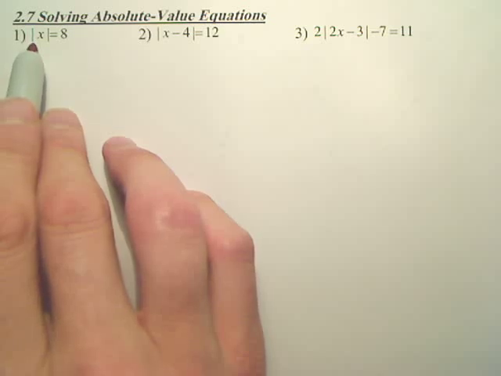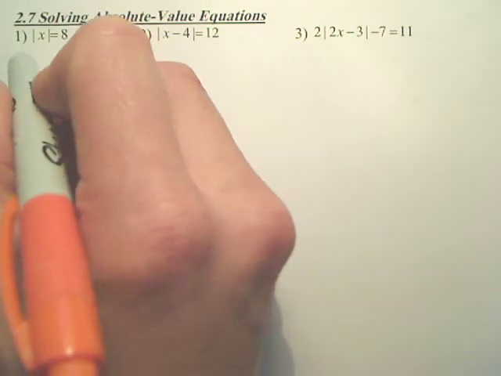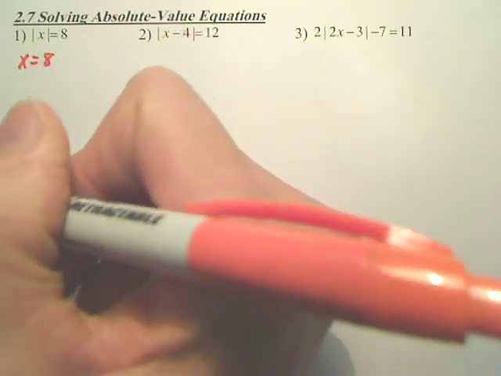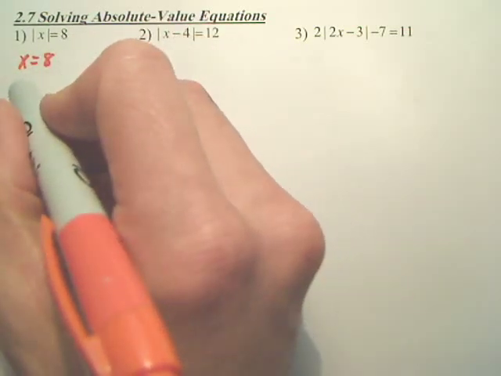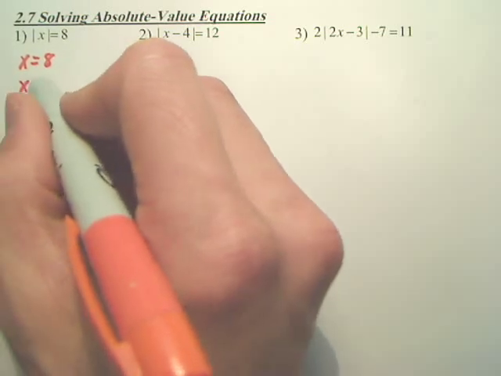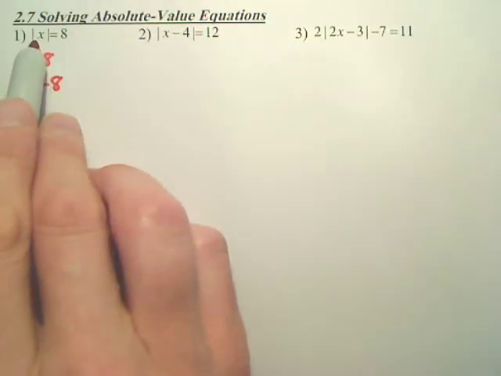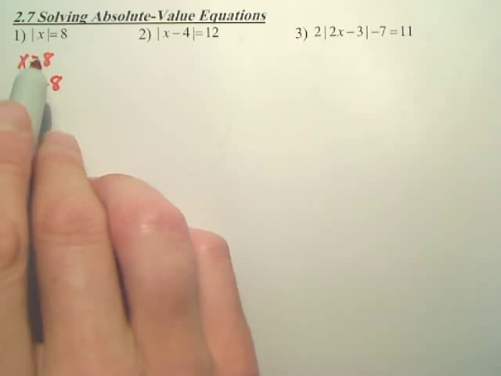So give me one number that equals 8. Your answer is 8. There's also another answer. Your other answer is negative 8. Because is negative 8, when you take off the negative, positive 8?